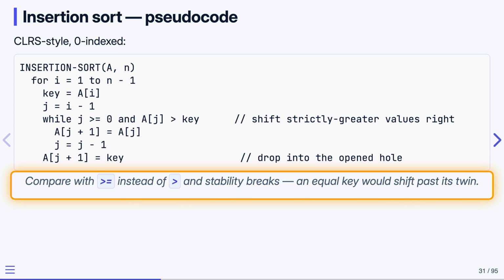One small detail matters. We compare with greater than, not greater than or equal to. If we used greater than or equal to, an equal key would shift past its twin, and stability would break.